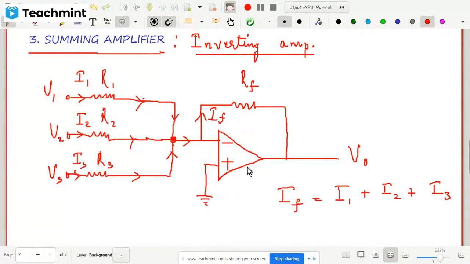When some of them are not applied, then it depends upon which input you are applying. So you will have to see it properly, then accordingly you can give the current value.